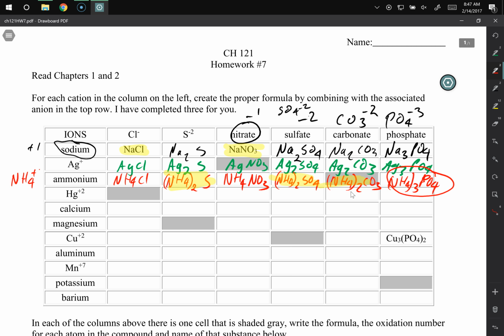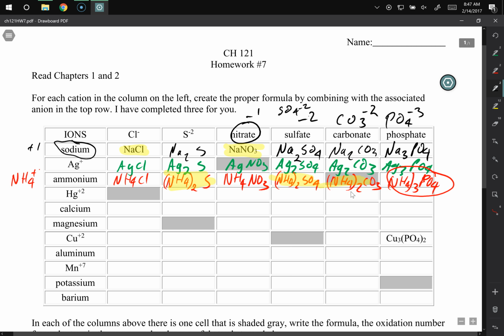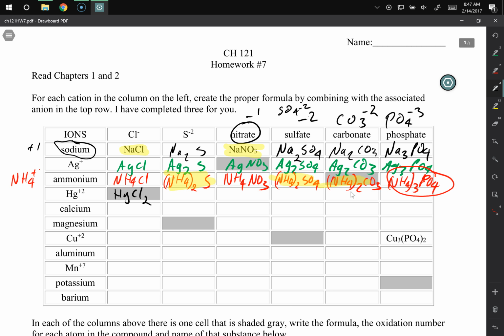Okay. How about this next one? What do I need for my formula? I need 2 chlorides, and I wrote 3 for some reason. Because the mercury's charge is +2, and the chloride's charges are each -1, so I need 2 of those guys to cancel that out. So what's the name for this?